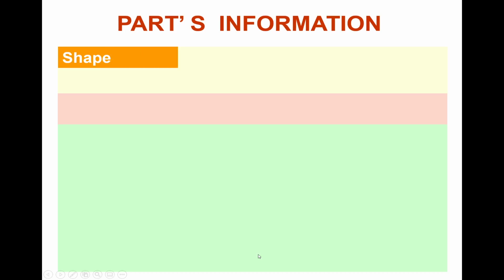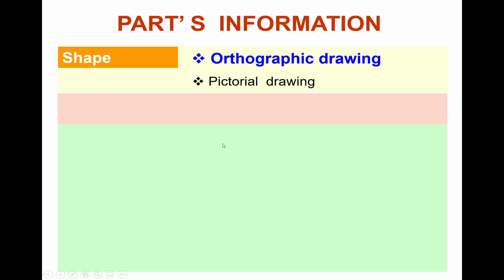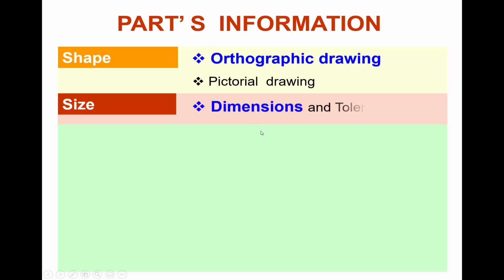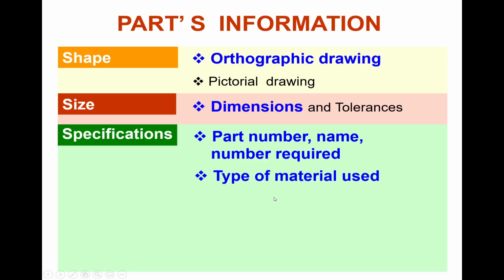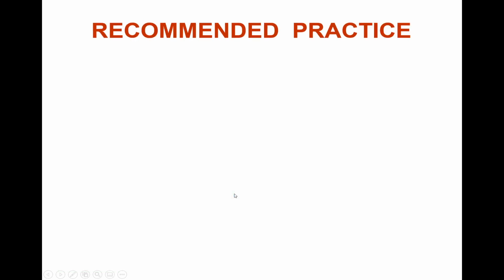Okay, meanwhile for the parts information, the shape, kita boleh dapatkan shape information from the orthographic drawing. Alternative to orthographic drawing is pictorial drawing, which kita tak fokus. Dalam course ni kita fokus only on orthographic drawing. And then for the size, kita boleh dapat daripada dimension and tolerance. And specs, okay, normally kita akan include the part number, name and number required, type of material being used, the general notes, surface finish, and general tolerance.